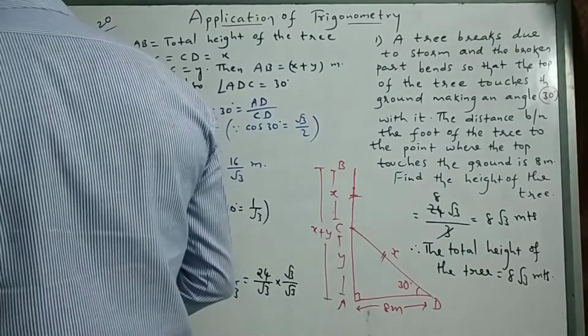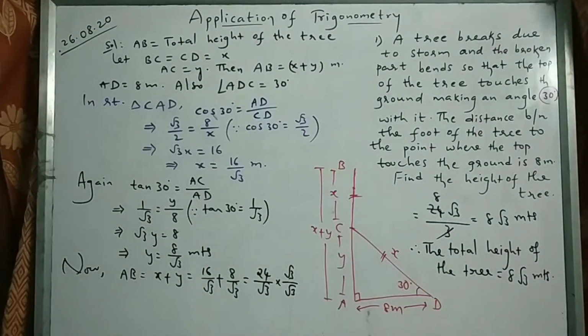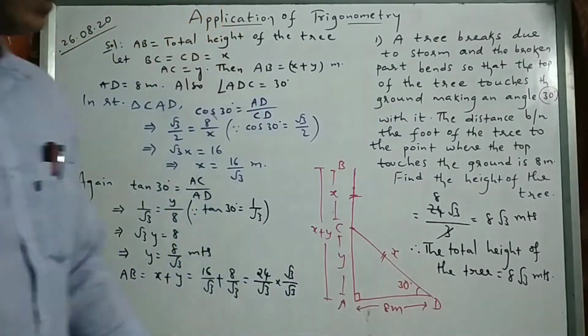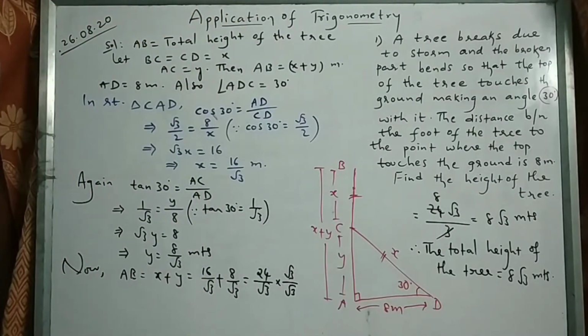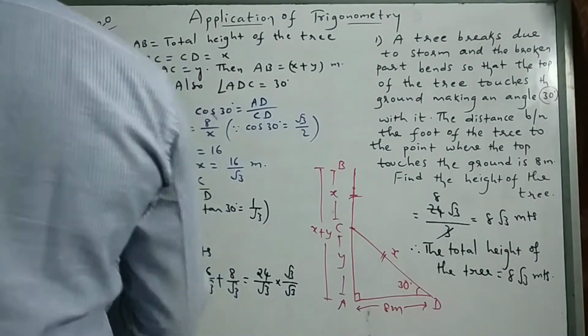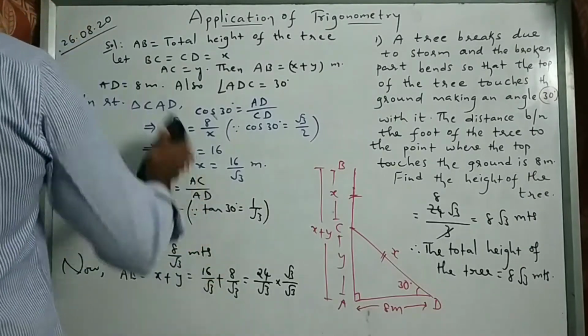So two trigonometric ratios, 2 times I applied here. So according to the diagram, what is required we have to apply. Clear? We will see one more problem. Next question.